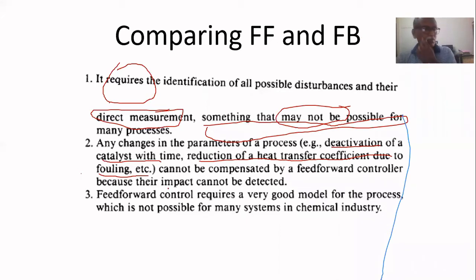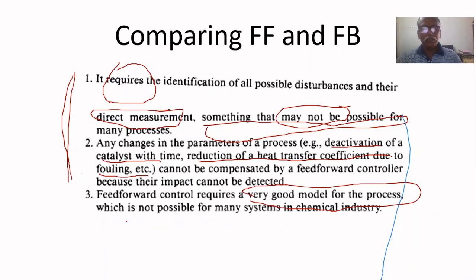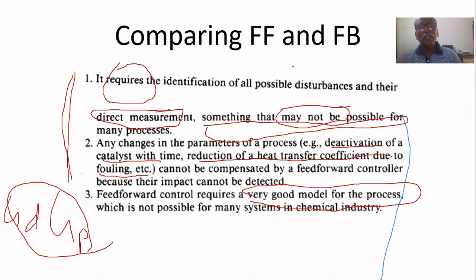Similarly, it's not possible to measure the disturbance exactly. In those cases, whatever disturbances are left out are not controlled by the feed-forward controller, and all other disturbances should be managed by the feedback controller. That is another reason why we have to use the feed-forward controller along with feedback. A feed-forward controller requires a very good model for the process, which is not possible for many systems in the chemical industry. If you know the disturbance model and the input-output model, GD and GP, very well, only then can we design the controller. These are the limitations of the feed-forward controller.